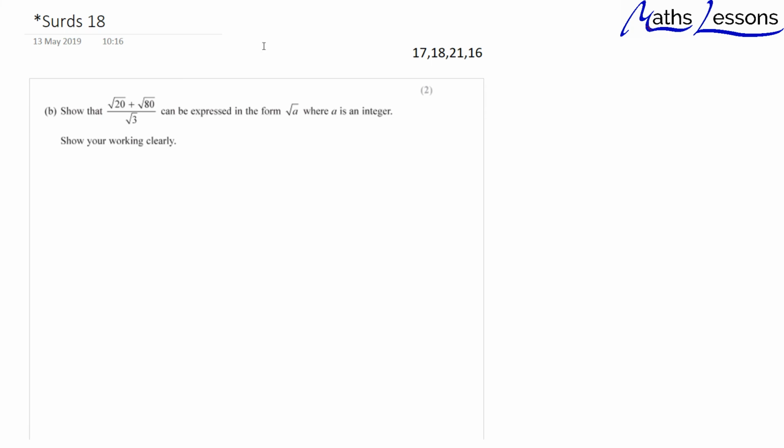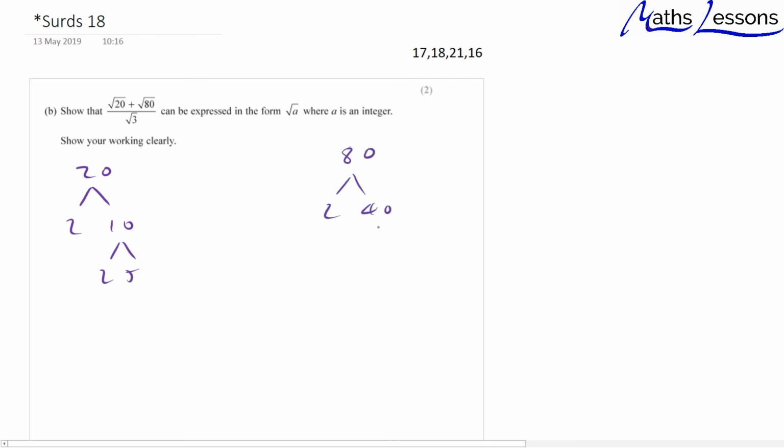Okay, so the trick to these is to try and get the root 20 and the root 80 down to the prime factors as much as possible. So let's just prime factorize those quickly. So we get 2, 10, 2, 5. And we've got 80. And if you can spot the square numbers that go into it straight away, then you don't need to do this prime factorization method. This is just for those of you that struggle to find the square numbers that go into it.